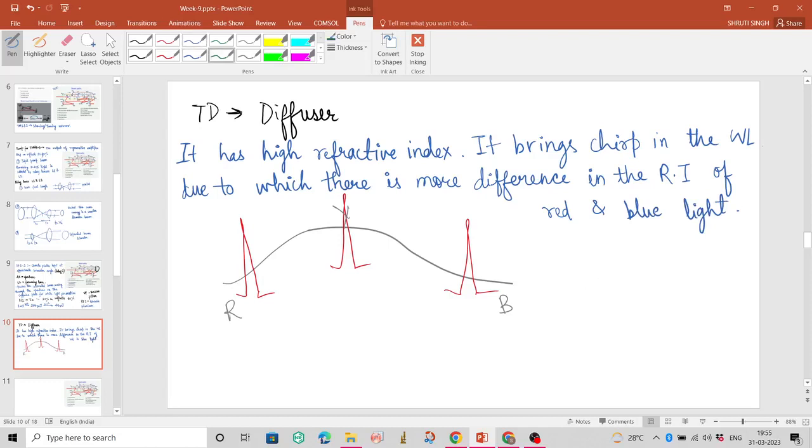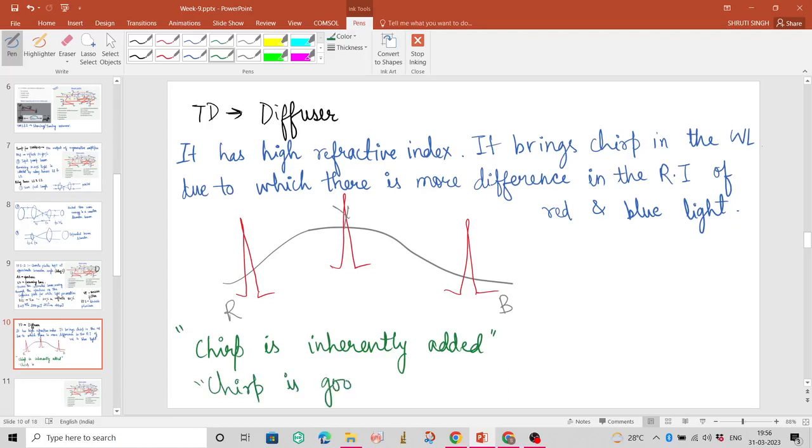Here I will write, chirp is inherently added, and in this case chirp is good or helpful.